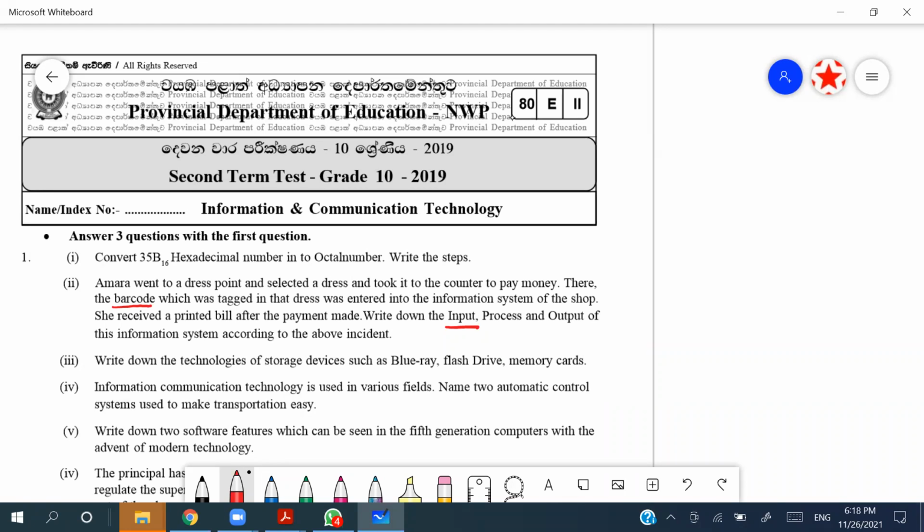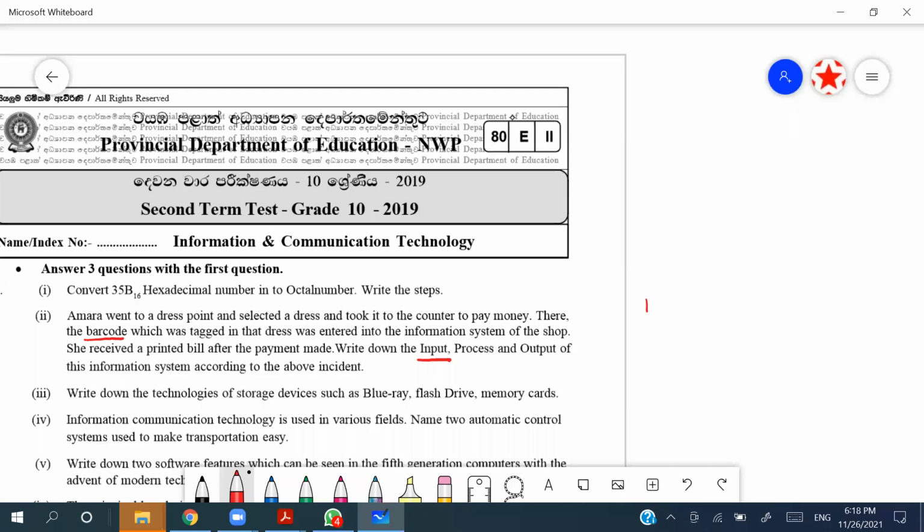Right, so the input is going to be the barcode, or you can say the amount given by Amara. Right, so those are going to be the inputs. Either the barcode or that one, it needs two things. One of those will give you the marks, any one of those. So the process, what's going to be the process, people?